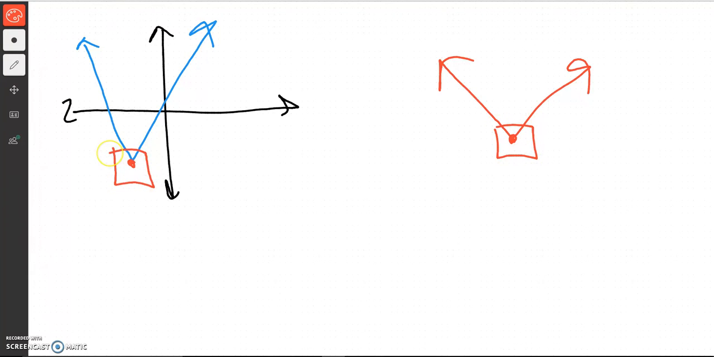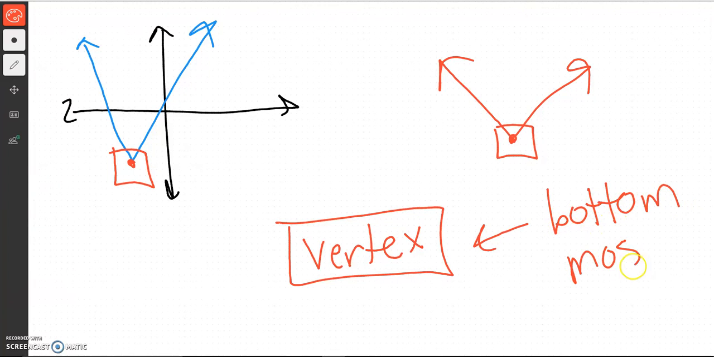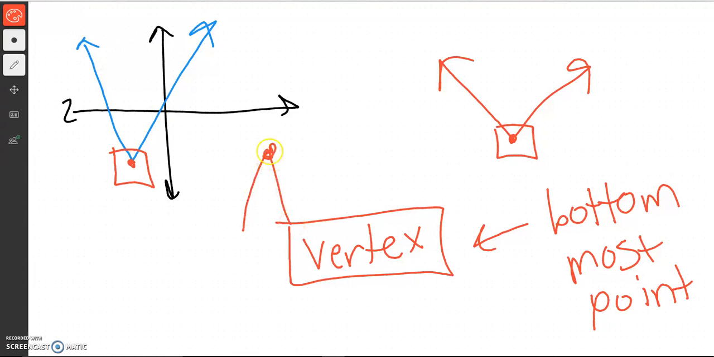So the most important part of this graph is right here. The bottom of the V, or the bottommost point, is called the vertex. This is the most important point that we are going to find. This is the bottommost point, or the topmost point, if it's facing upside down. But it's that bottommost point or that topmost point. So let's see if we can find some vertexes for these things.